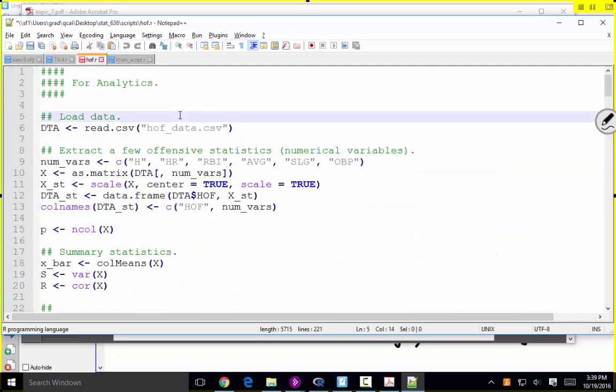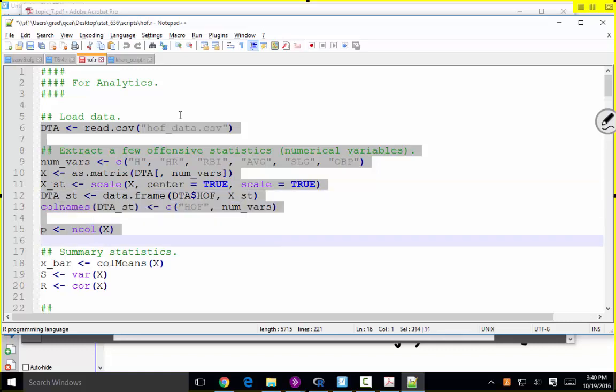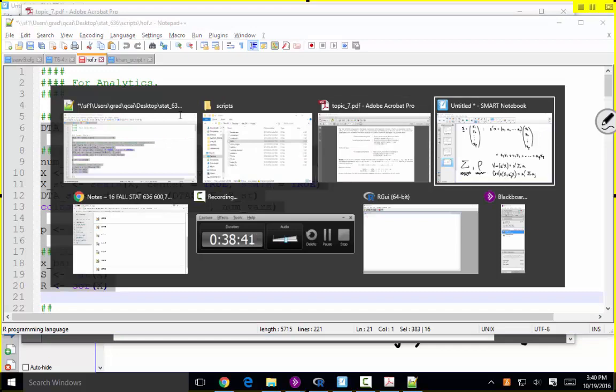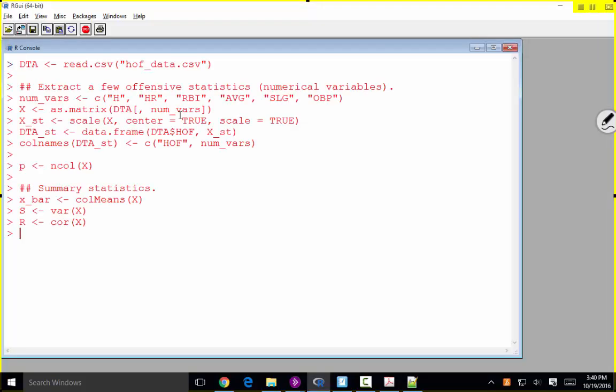Okay, so let's go here, load the data in, and we're going to work with these 6 numerical variables. Here's the n by 6 matrix of unstandardized data. Here's the n by 6 matrix of standardized data. Let's go ahead and compute these things as well, the sample covariance and the sample correlation.